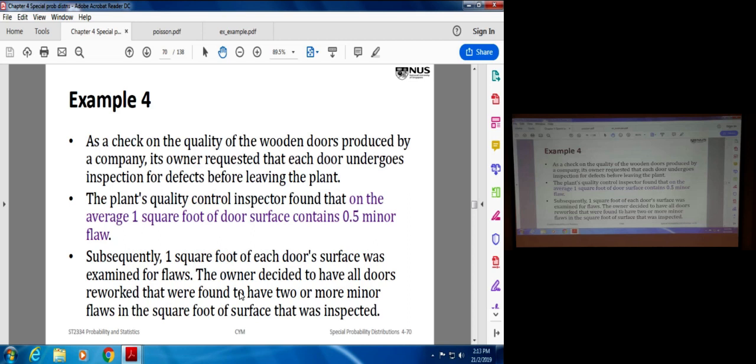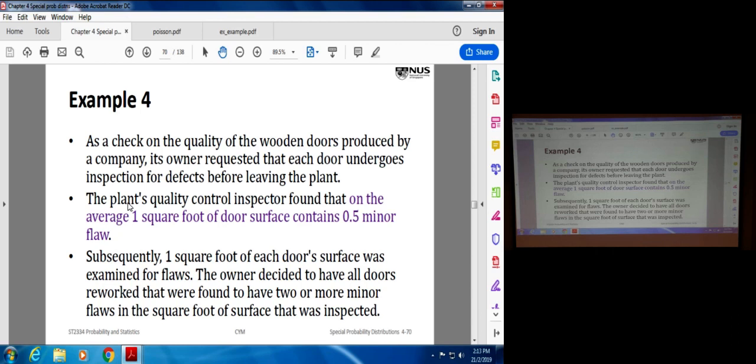Okay, this one, there are some issues with the wording, so I will try to explain it the best I can, but I feel there are some words missing. So it's as follows. You can read it for yourself, but let me just tell you what it is. You have a check on the quality of wooden doors produced by a company, and its owner requested that each door undergo inspection for defects before leaving the plant. So these examples become sillier and sillier, but never mind.